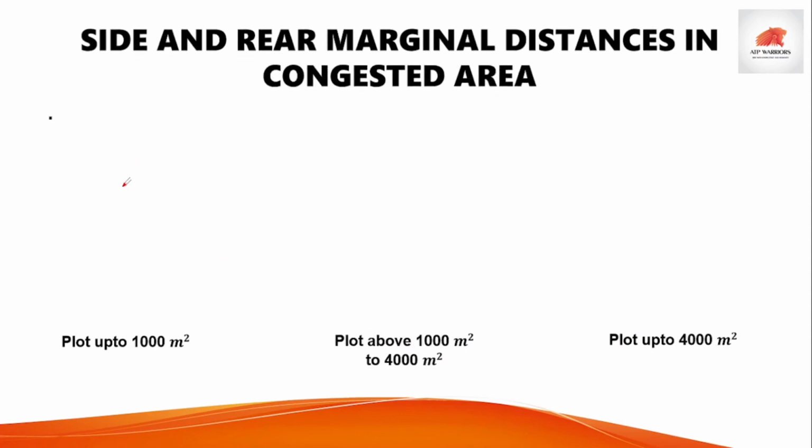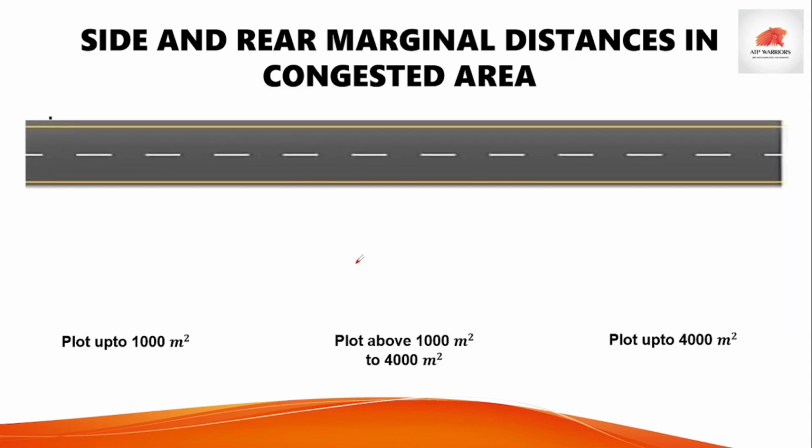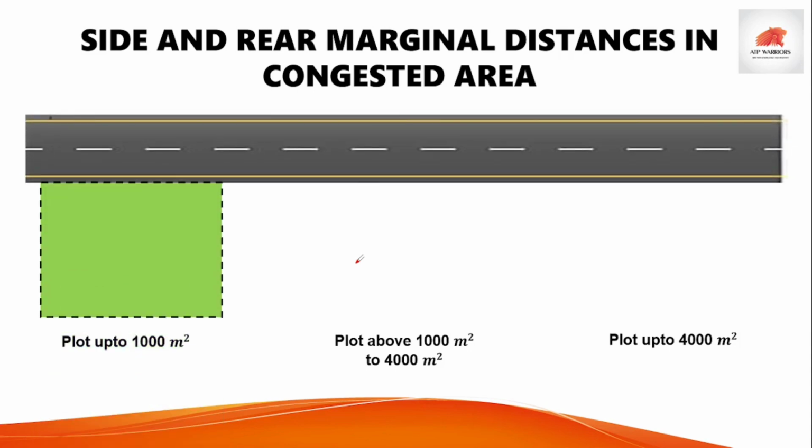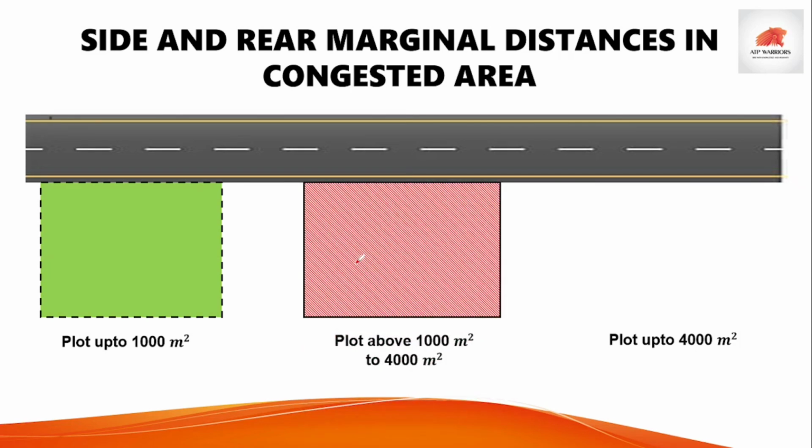Now, the side and rear marginal distances in congested area. In UDCPR, they have given different plot areas, and according to those plot areas, they have provided the side and rear marginal distances we should keep. Here they have not given the road width, so keep that in mind as well. Suppose this is your road, this is the plot up to 1000 meter square, and this is the plot above 1000 meter square and up to 4000 meter square.